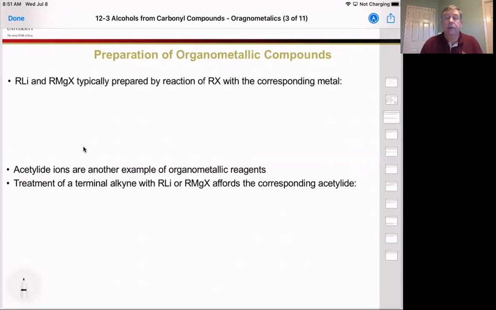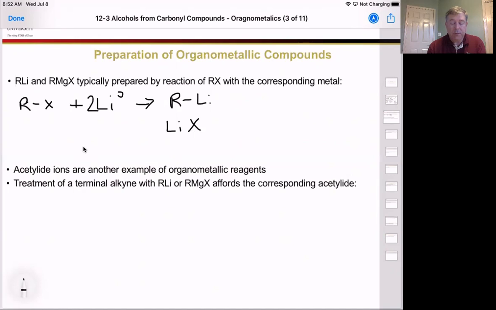They're typically prepared from their alkyl halides and the corresponding metal. In that case, we would take one equivalent of our alkyl halide, and we would add 2 equivalents of our lithium metal. The reason we do this is that 2 electrons are transferred. One electron is transferred to the carbon to give us a lithium-carbon bond, and then we have the lithium halide that also forms. So we need 2 equivalents of lithium to get this reaction to go to completion.